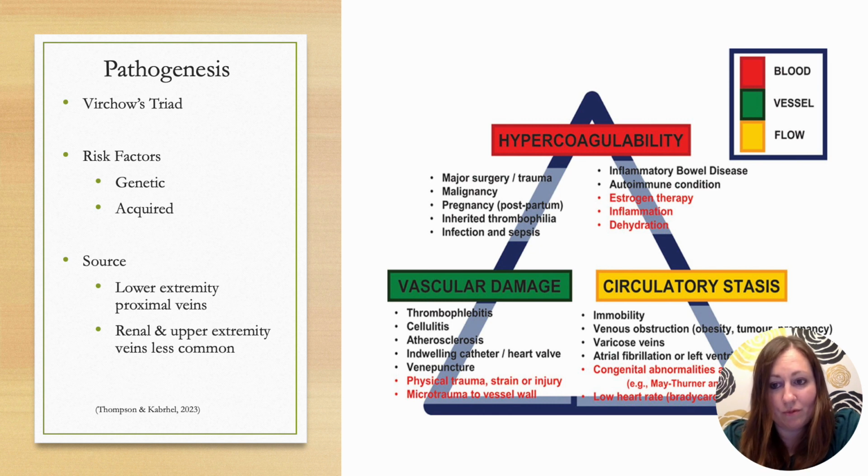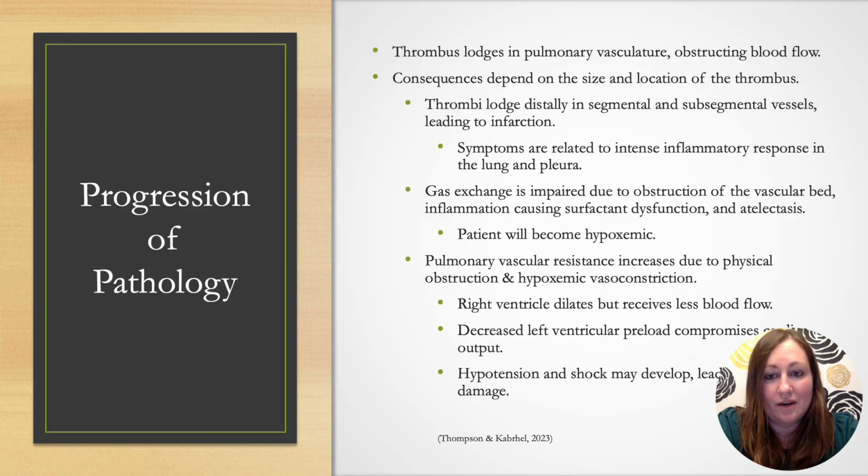Most emboli come from the lower extremity proximal veins, but DVTs can less commonly form in the renal or upper extremity veins. The most common sites in a vein for thrombi to form are the valve cusps and bifurcations. Pulmonary emboli are typically multiple, and the lower lobes of the lung are most often involved.